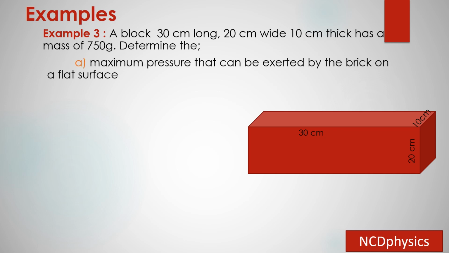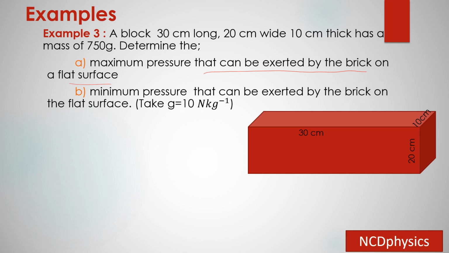Determine for this question the maximum pressure that can be exerted by the brick on the flat surface, and the minimum pressure that can be exerted by the brick on the flat surface. So take g as 10 Newton per kilogram. Okay, so on which area we put the object, we can get maximum pressure, and on which area we keep the object, we get minimum pressure. This is the question.